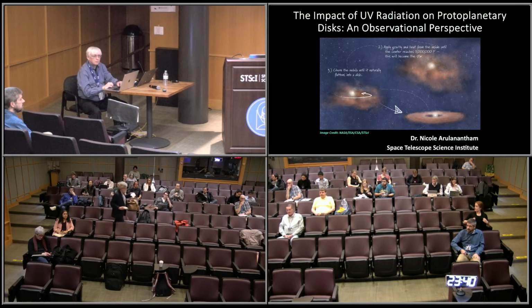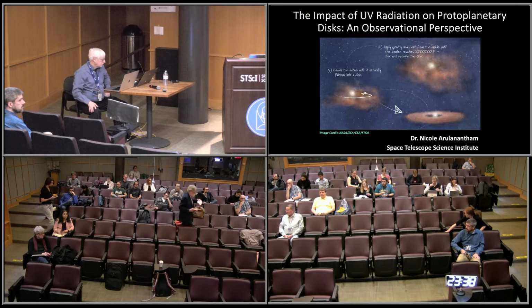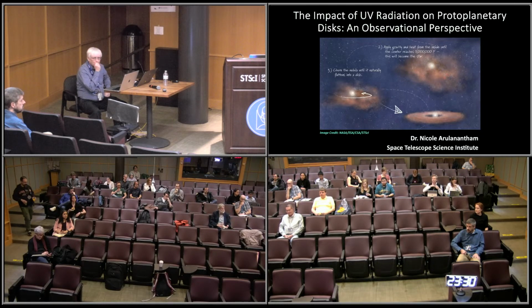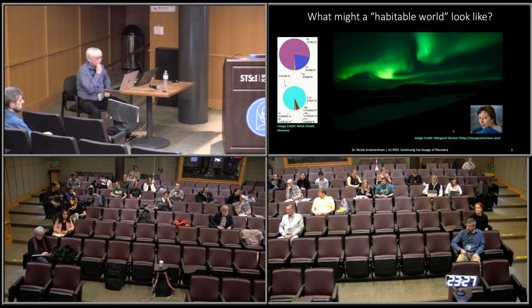So when we think about planets forming in these disks, one guiding question that we have in mind is what we would see if we were looking for a habitable planet. And we have one very nice example.